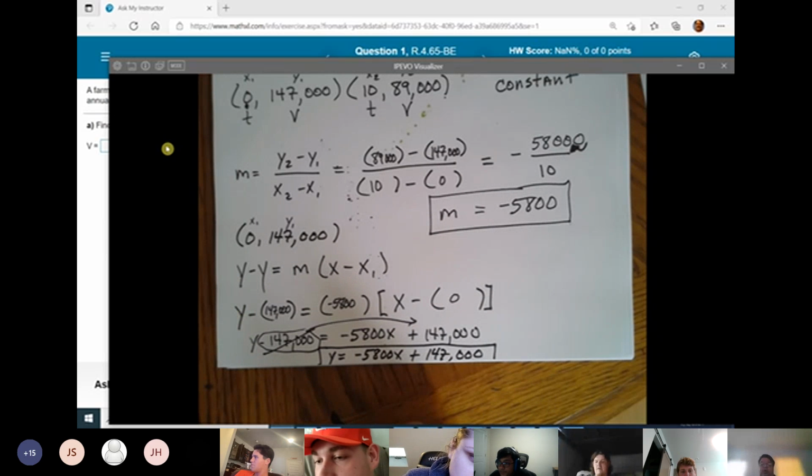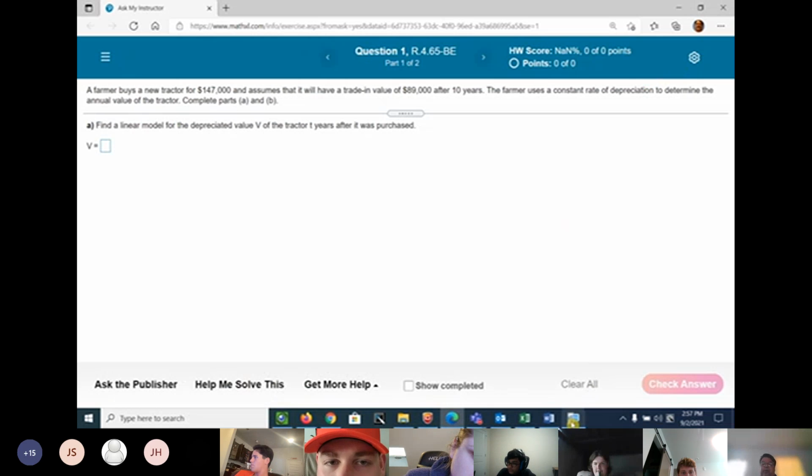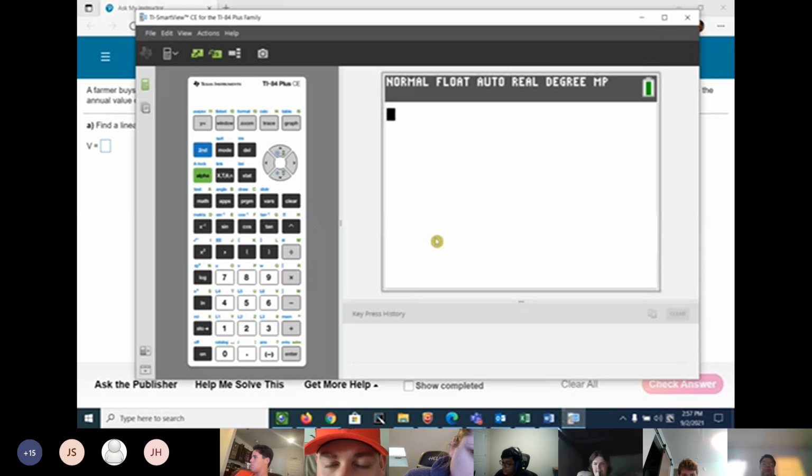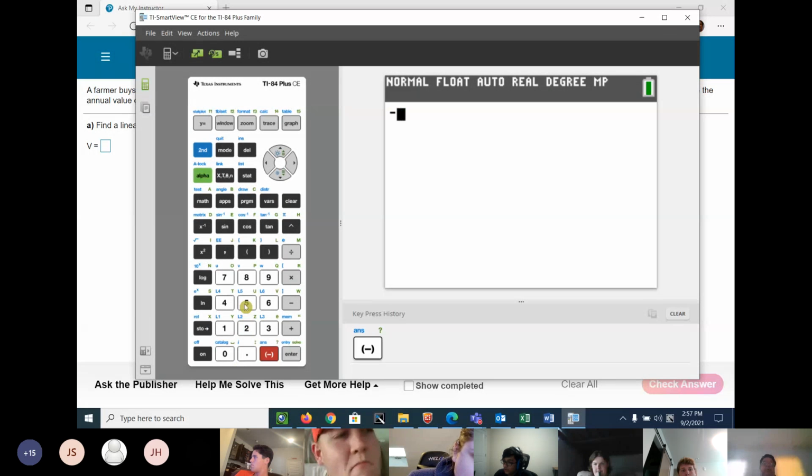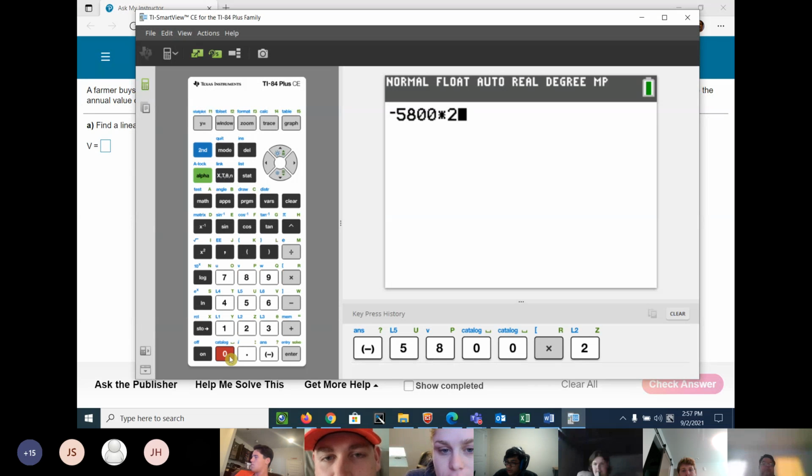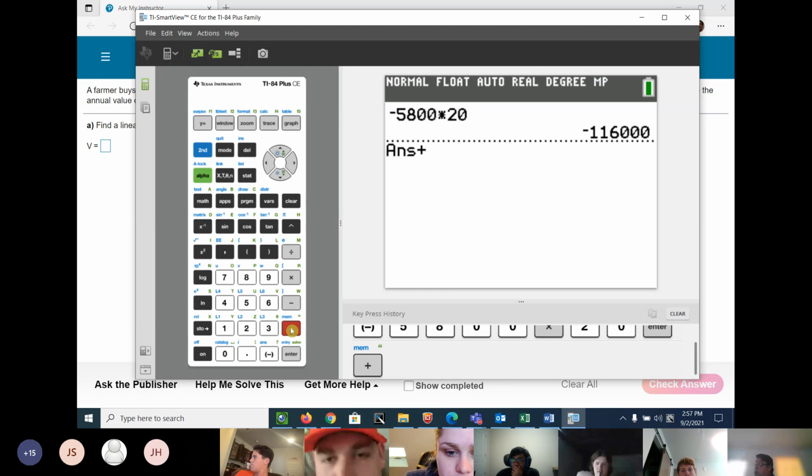So you can put in, what is that tractor worth after 20 years? Ain't going to be worth squat. So you would do, let me get my handy dandy calculator, after 20 years, negative 5,800 times 20 plus 147,000.